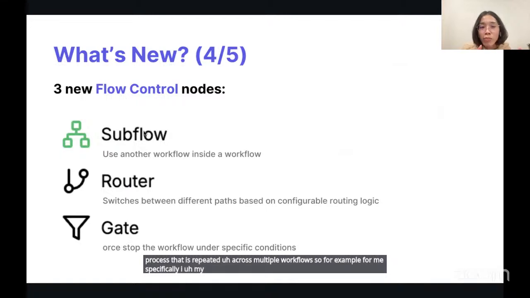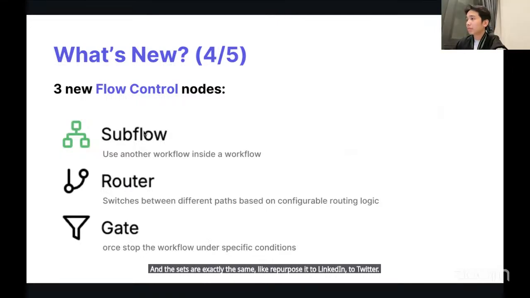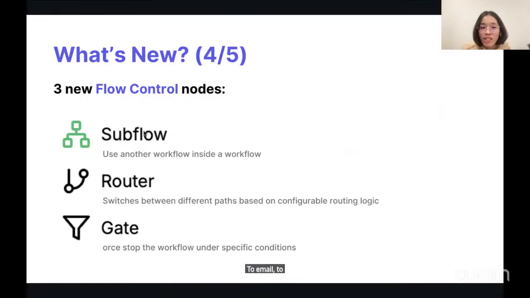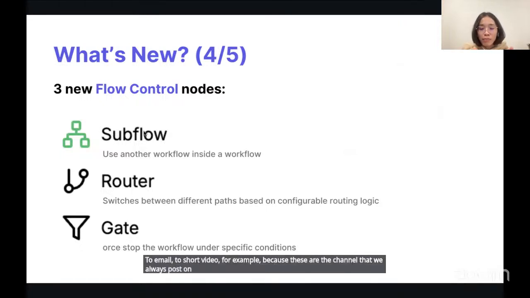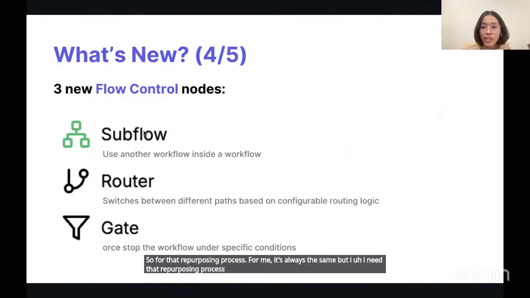So, for example, for me specifically, I often have a process to repurpose a piece of content into different formats, and the steps are exactly the same: repurpose it to LinkedIn, to Twitter, to email, to short video, for example, because these are the channels that we always post on. So for that repurposing process, it's always the same. But I need that repurposing process for different workflows.